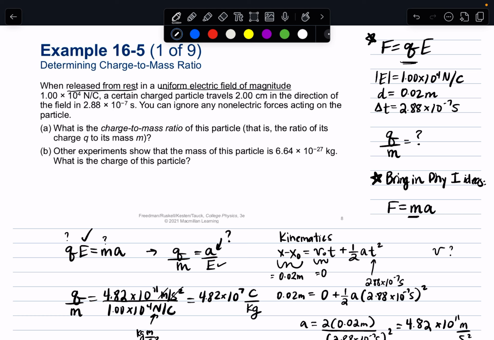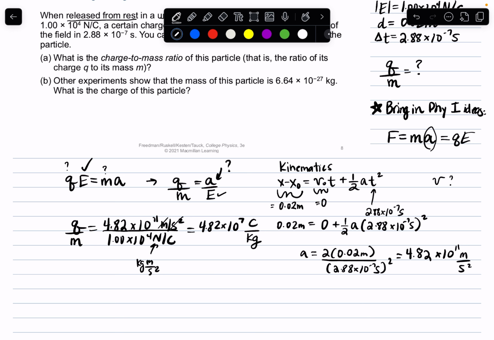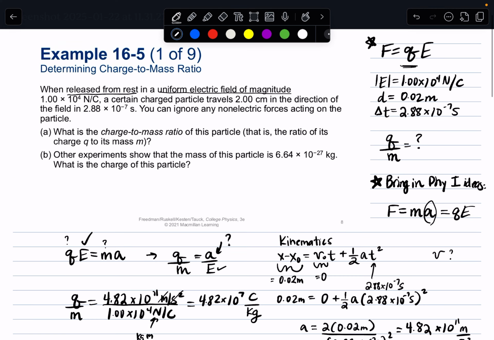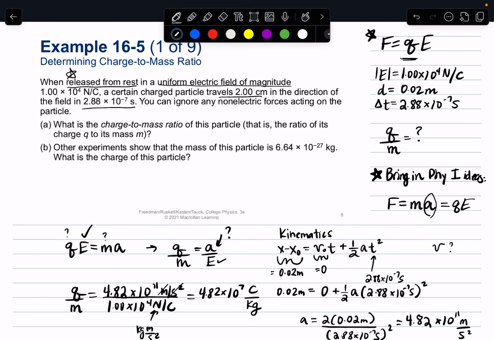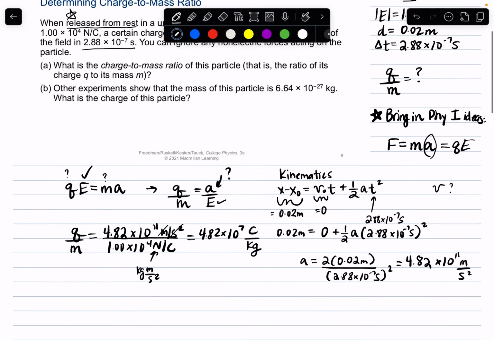And so we would see a connection here, to set ma equal to qE, and that gives us a very simple relationship with the charge to mass ratio. And what we were left with is, okay, we figured out how m is incorporated. How was a incorporated? Well, to find a using information about distance and time, or releasing from rest, that's going to give you clues into using kinematic equations.